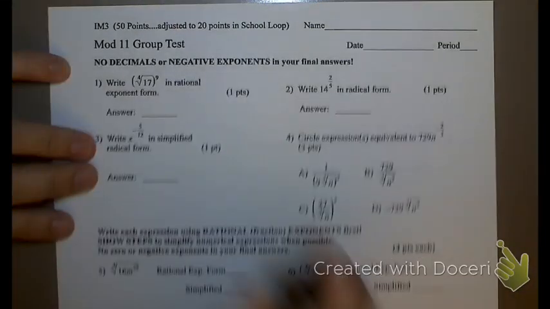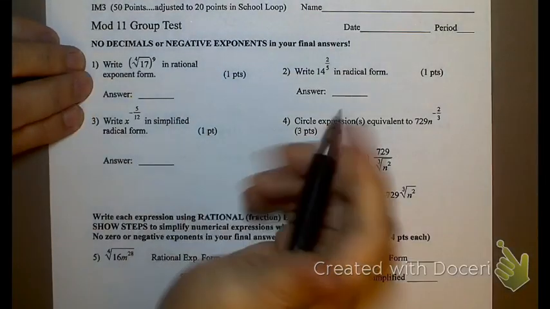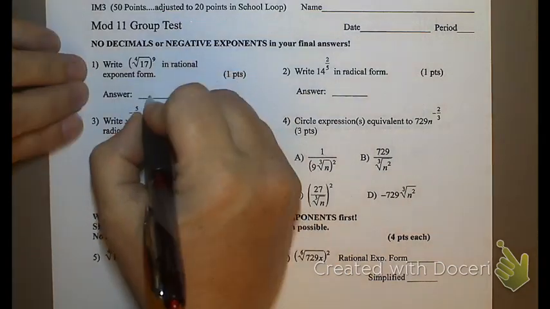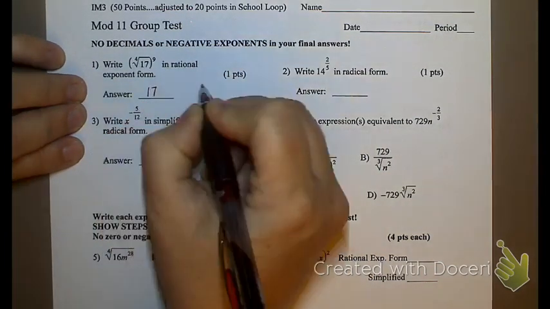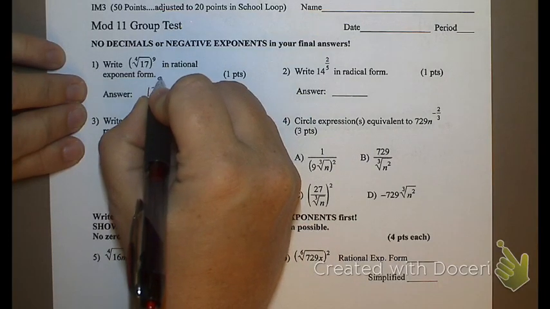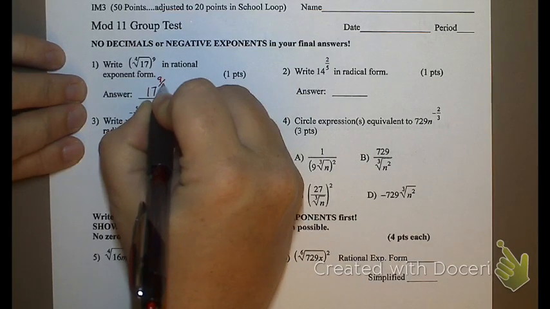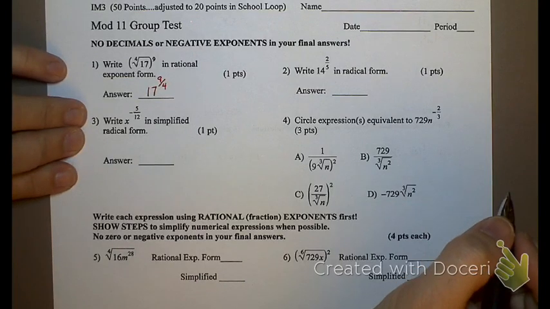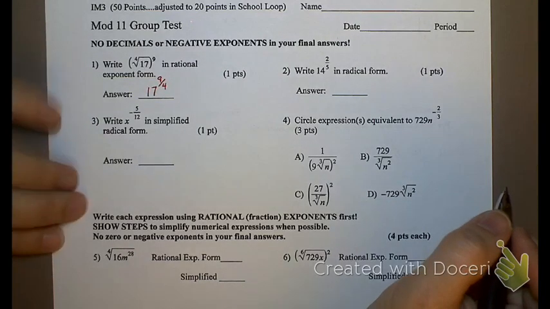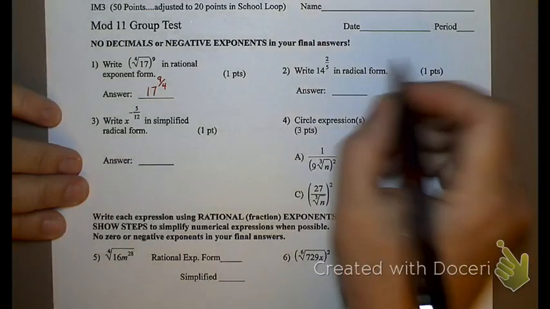Here we go. Write the 4th root of 17 to the 9th in rational exponent form. What's my base? 17. The exponent goes on top. The index goes on the bottom. So that's 17 to the 9/4. Most people got that one right. Yeah? Easy point. Only 1 point because it's not that difficult.